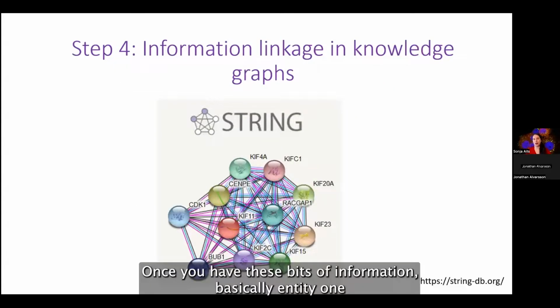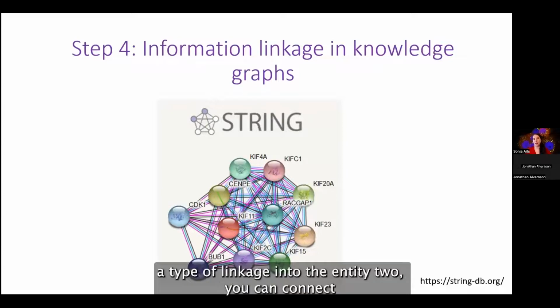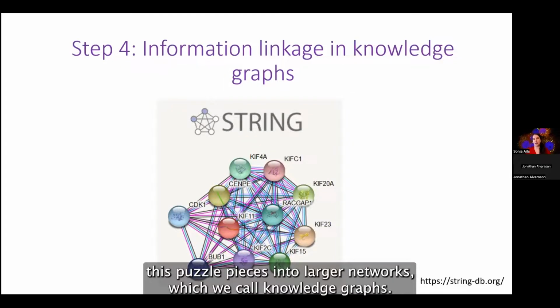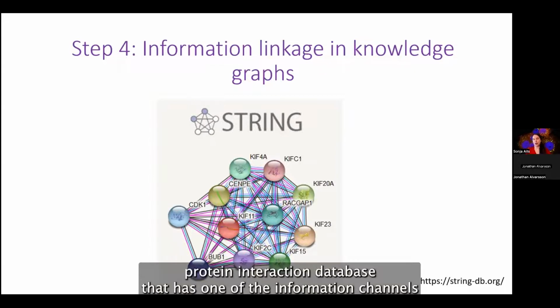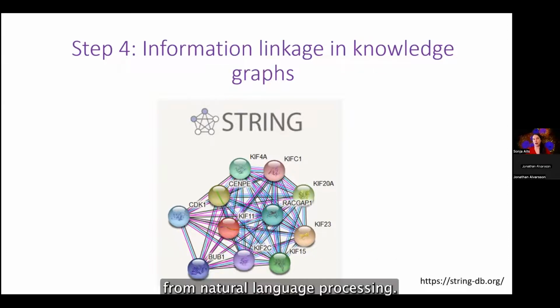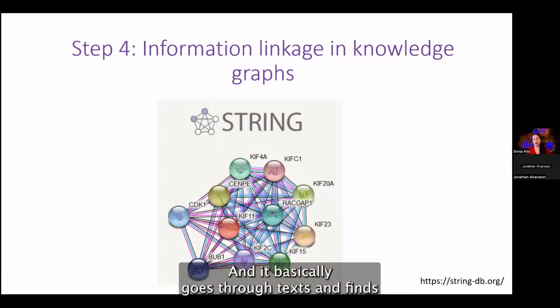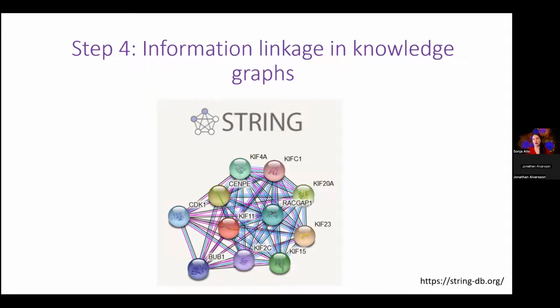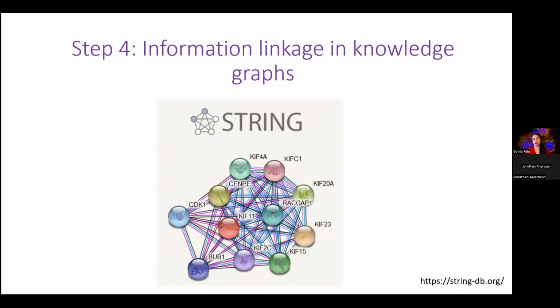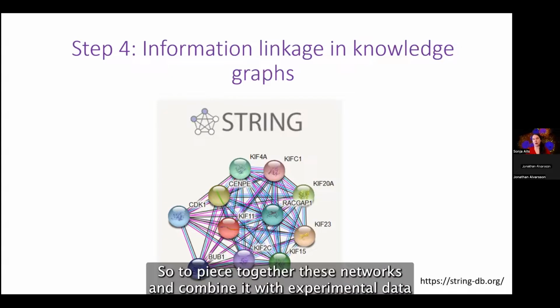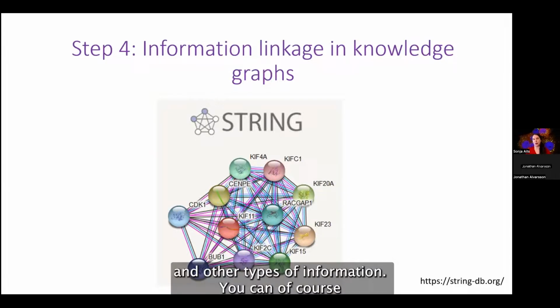Once you have these bits of information, basically entity one, a type of linkage, and then entity two, you can connect these puzzle pieces into larger networks, which we call knowledge graphs. One example that does this is the STRING database, which is a protein-protein interaction database that has one of the information channels from natural language processing. It basically goes through text and finds text pieces that describe a relation between two proteins, and then uses it to piece together these networks and combine it with experimental data and other types of information.